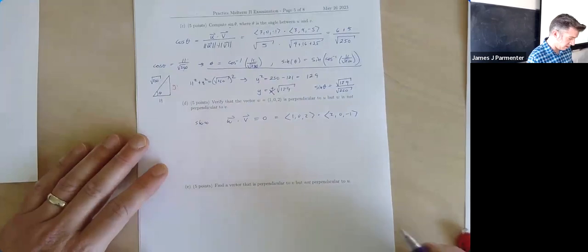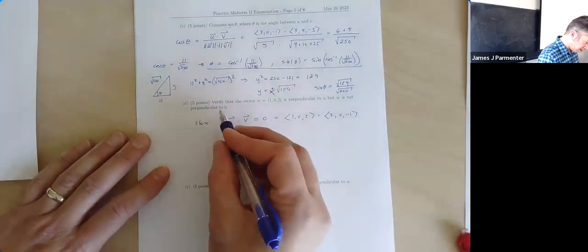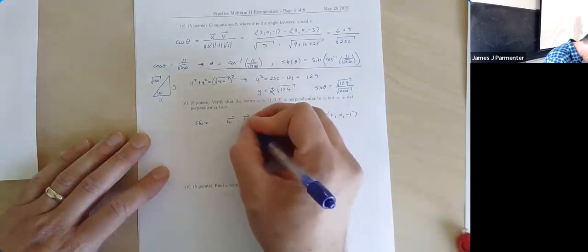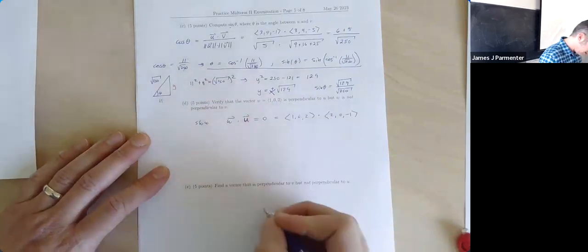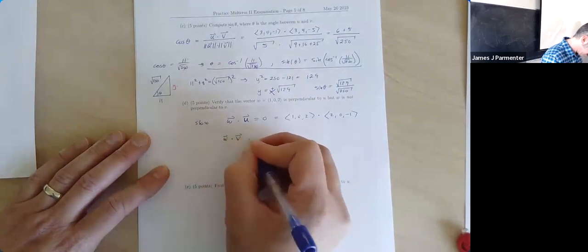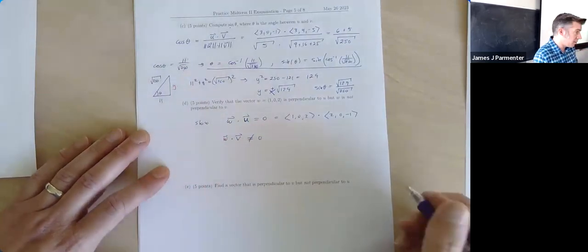And then on the other hand, W is not perpendicular. Oh, sorry, that was with U. I apologize. I wrote V instead of U. Sorry. And then W dotted with V is not 0. That shows that they're not perpendicular.